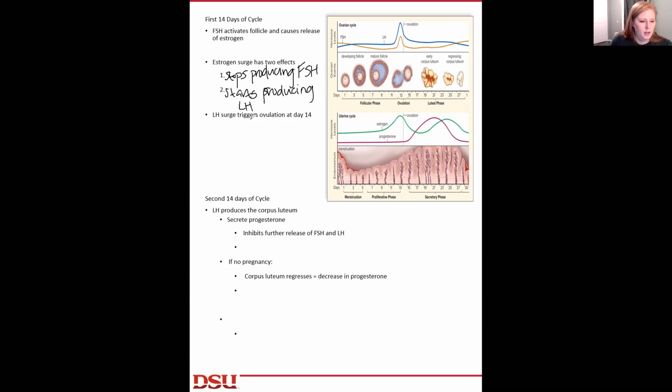Okay. Luteinizing hormone surge is going to trigger ovulation at day 14 of the cycle. All right. So first 14 days, we're going to produce follicle, release estrogen. Estrogen is going to say, stop producing follicles. I'm already here, but now we need to kick into the luteinizing hormone. And the luteinizing hormone is going to trigger the release of the egg from the follicle. Okay.